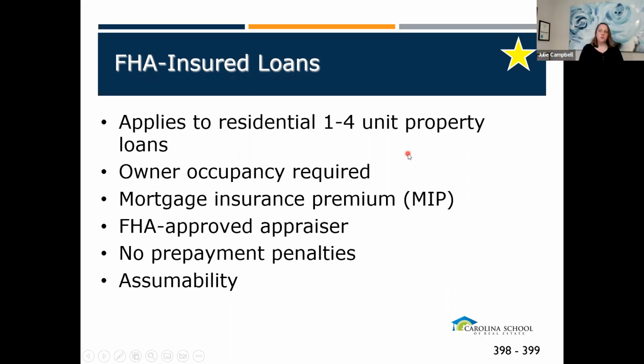Like we said, the appraisal process is tighter. The property has to meet certain guidelines in order for the government to insure the lender. The government's got to approve this before they offer that insurance to the lender. So the appraisal process is a little tighter.